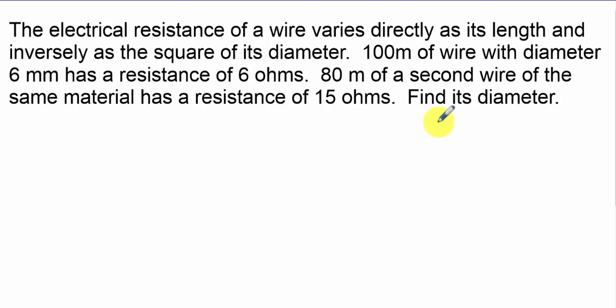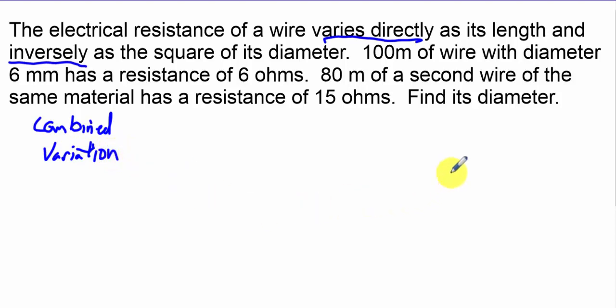So here's a problem with a little twist. It appears to be very similar to the last problem. However, it says this varies directly with the length and inversely with the square of the diameter. So there's two variations going on here. This is called a combined variation, in which case we need to write an equation where two variations occur at the same time.